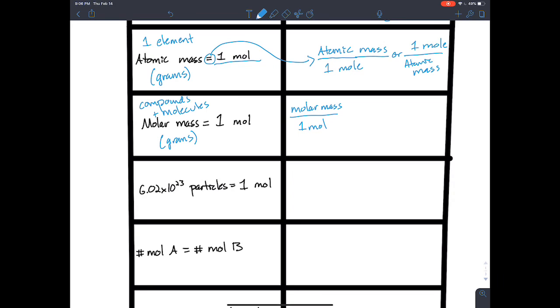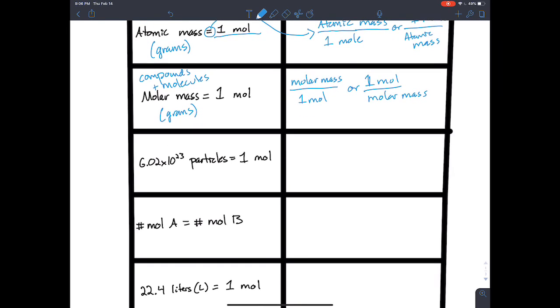The molar mass of a substance equals 1 mole of that substance, or 1 mole per molar mass. Okay, so obviously you can flip these conversion factors. That's how we can use them as conversion factors. They are interchangeable. We can use them for anything. So on that same train, let's go down here.